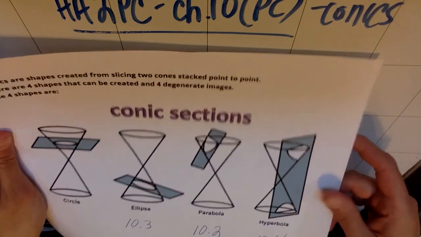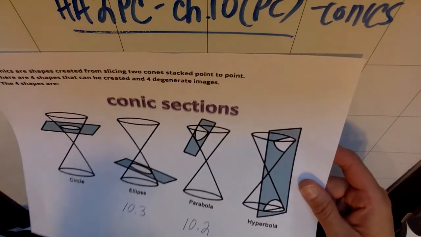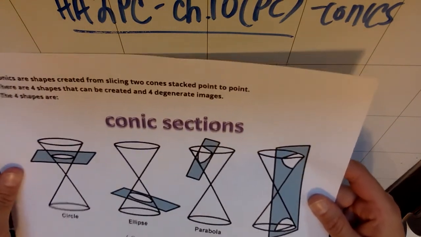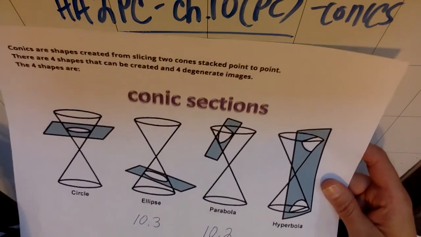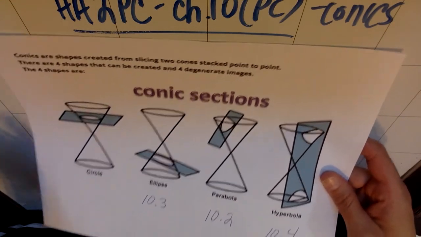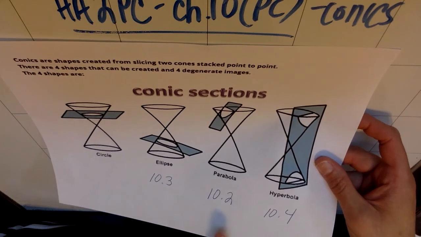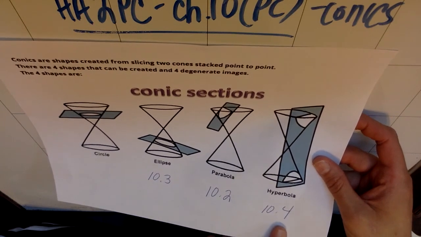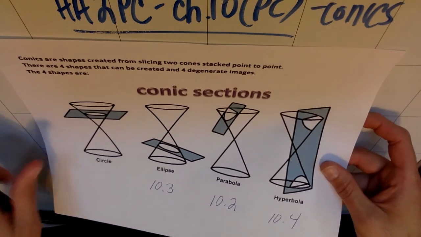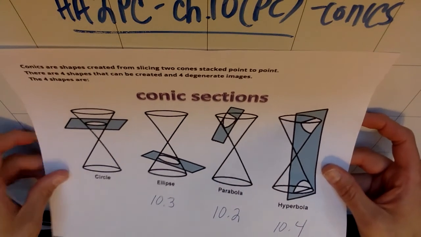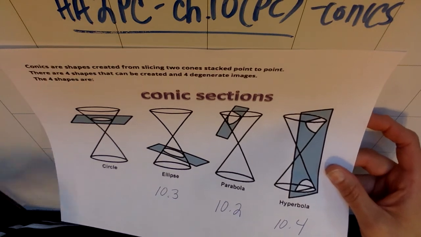And then the last one is a hyperbola, which is what happens if your slice of paper cuts into both cones, so a little bit on the top and the bottom. There are also 4 other kinds of conics that we're not going to address in this chapter. We'll do ellipses in 10.3, parabolae in 10.2, and hyperbolae in 10.4. We're not actually going to do a whole section on circles. We're just going to talk about the equation and how it's useful. That circle equation is going to come up a lot for you.